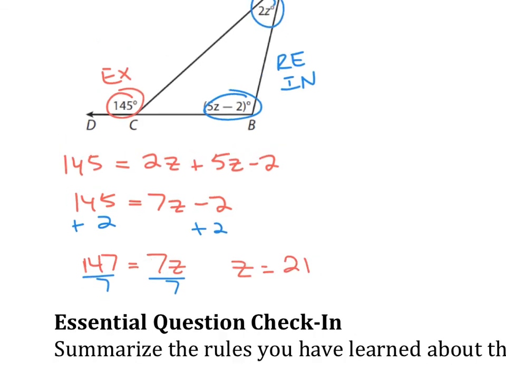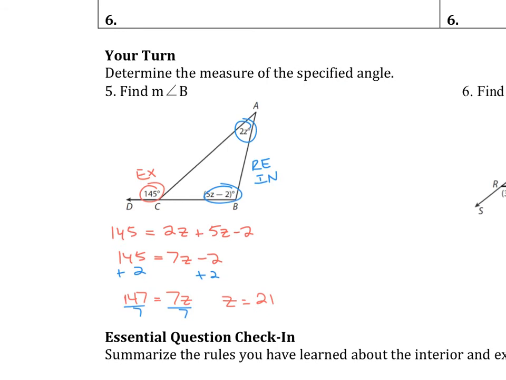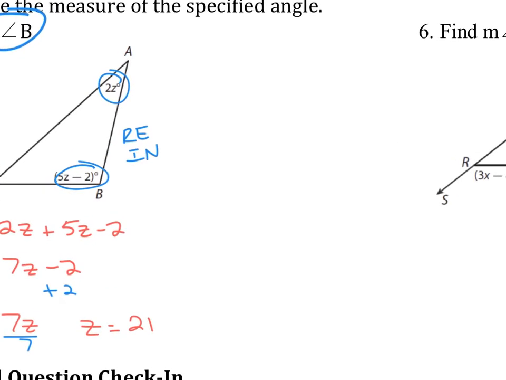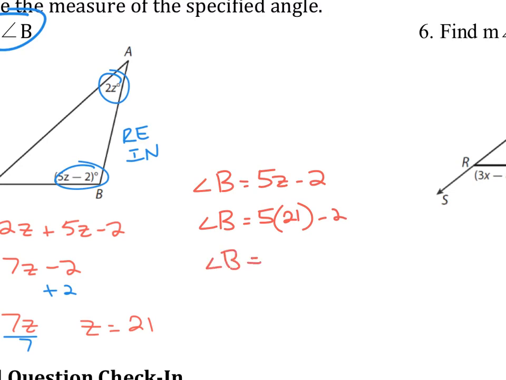And our problem says determine the measure of the specified angle, find angle B. So that's our 5z minus 2, so angle B equals 5z minus 2. So if we substitute in 21, angle B is going to be 105 minus 2, which is 103 degrees.